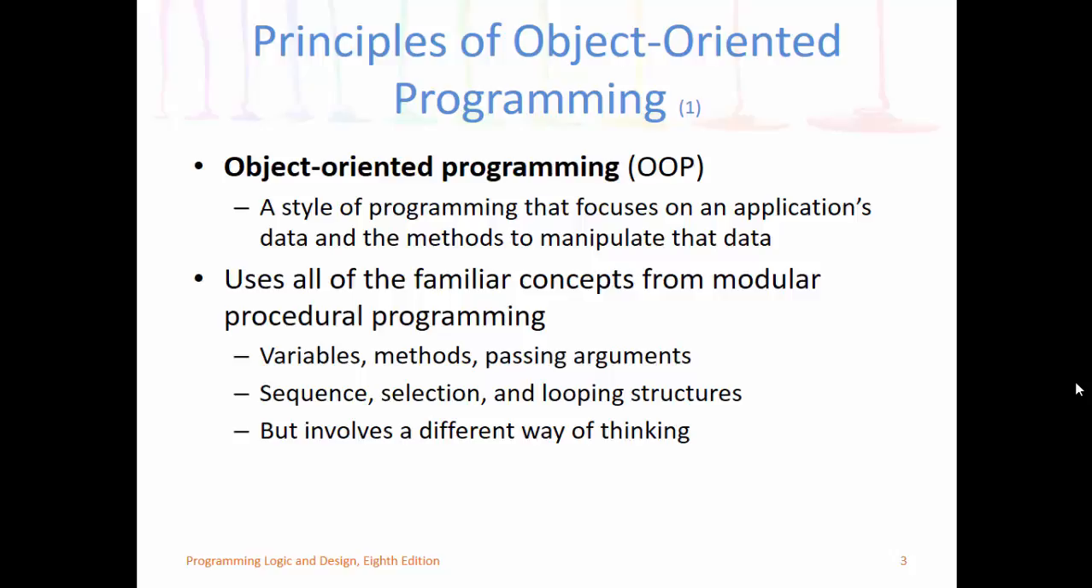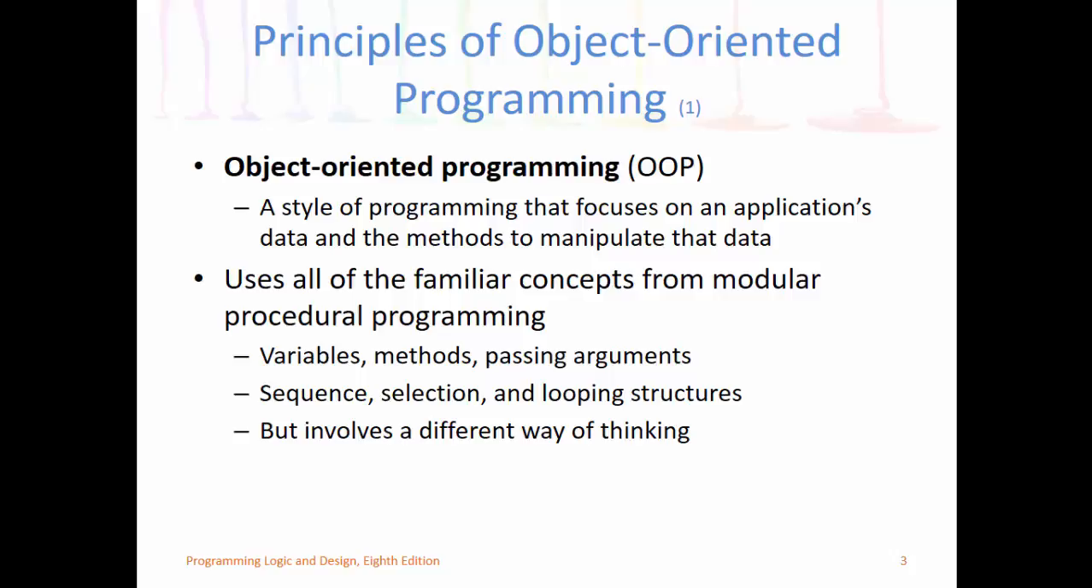Object-oriented programming is a style of programming that focuses on an application's data and the methods to manipulate that data. It uses all of the familiar concepts from procedural programming, such as variables, methods, and the passing of arguments. And it also includes the sequence, selection, and looping structures. Remember, all computer programs can be written using a variation of these three simple structures: sequence, selection, and looping.